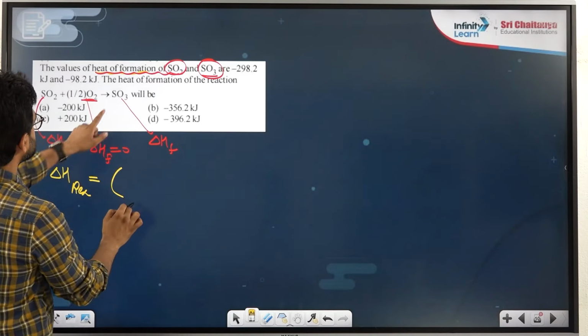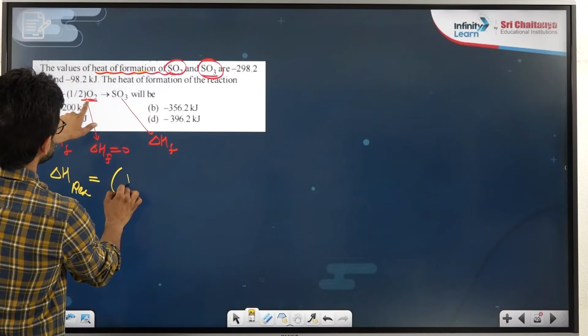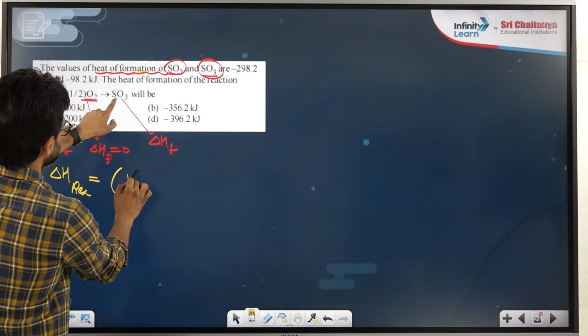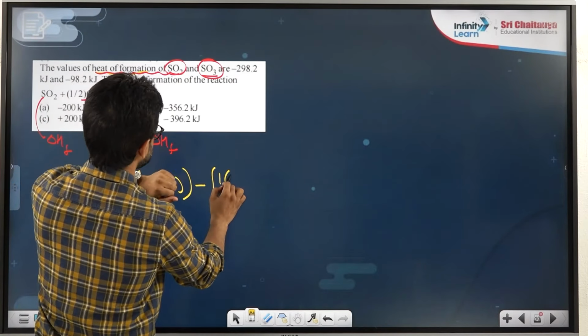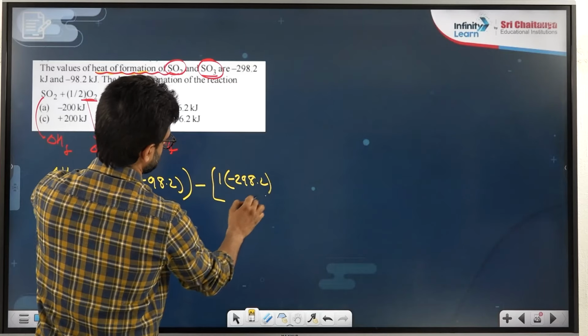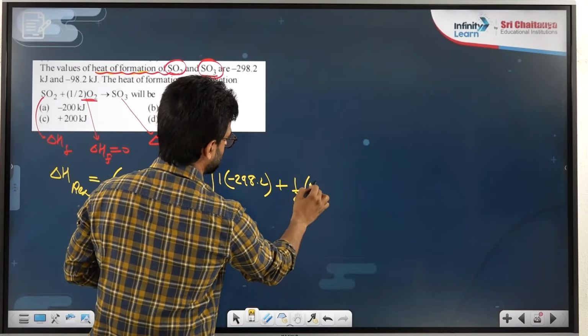So for the product SO3, what is the enthalpy of formation? Minus 98. 1 mole of SO3 in the reaction and its enthalpy is minus 98.2, right? Minus, for the reactant now, 1 mole SO2, and for SO2 how much is given? Minus 298.2, okay? Plus half mole of O2, but for O2 the enthalpy of formation is 0, right? So if you are saying here minus 98 and what comes? Plus 298, right? So if you solve from here, almost 200 is coming. So we can say here 200, right?